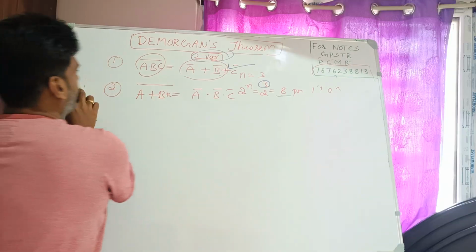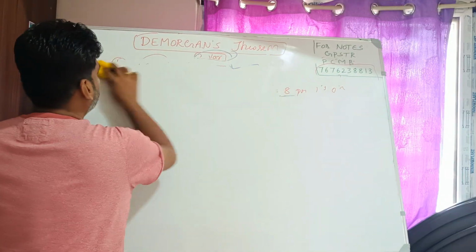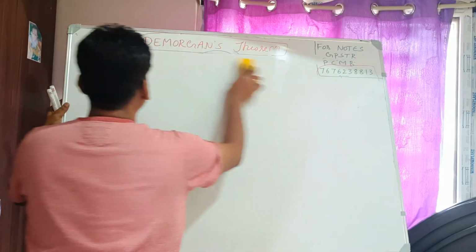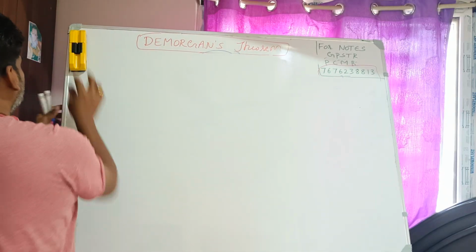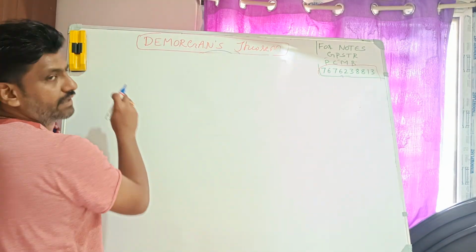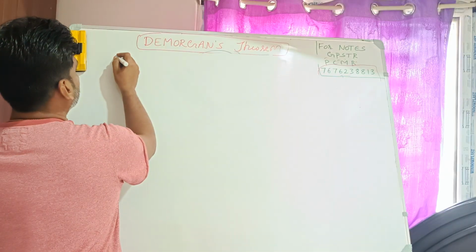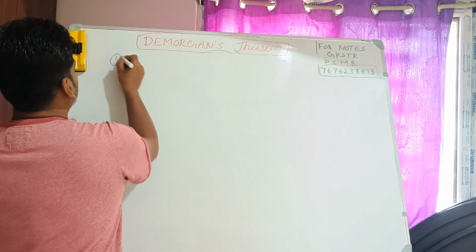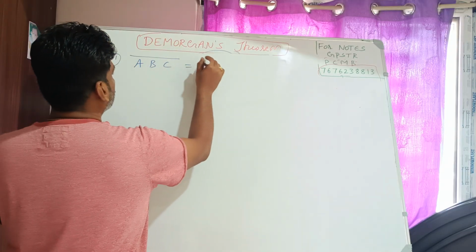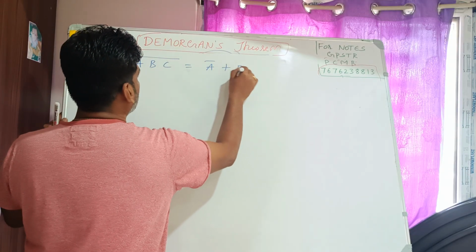So here to write it clearly, I will rub this and we will see for 3 variables, because it is the most frequent question they will ask again and again in basic electronics or wherever you can take our introduction to electronics. First one, complement of the product is equal to the sum of individual complements.